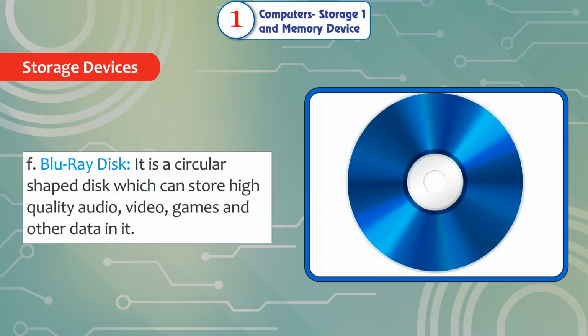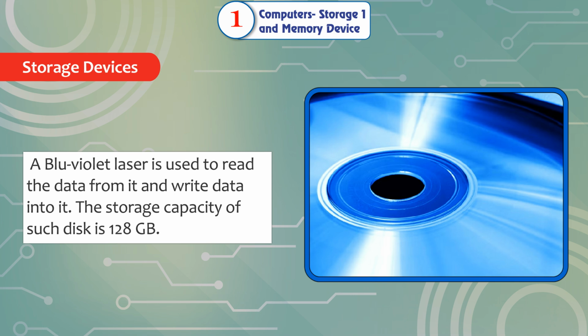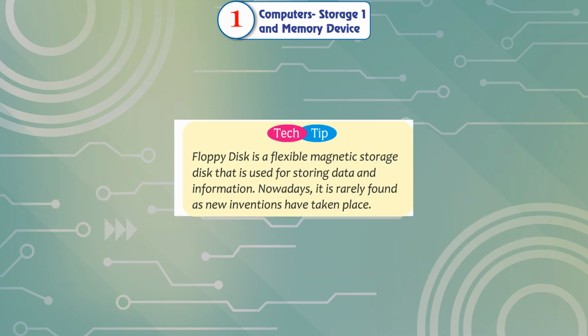F. Blu-ray disc. It is a circular-shaped disc which can store high-quality audio, video, games, and other data in it. A blue-violet laser is used to read the data from it and write data into it. The storage capacity of such a disk is 128 GB. Tech tip. Floppy disk is a flexible magnetic storage disk that is used for storing data and information. Nowadays, it is rarely found as new inventions have taken place.